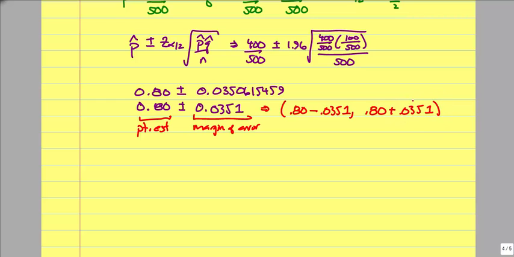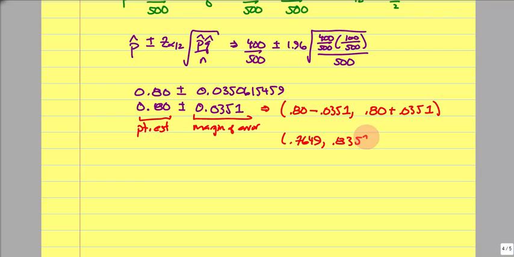That's my upper limit. So let's go ahead and find that actual confidence interval. 0.8 plus 0.0351 would be 0.8351. And then, oops, I did my upper there. Let's do our lower. Let's do 0.8 minus 0.0351. That gives me 0.7649 as my lower bound, and then my upper bound would be the one I just found.